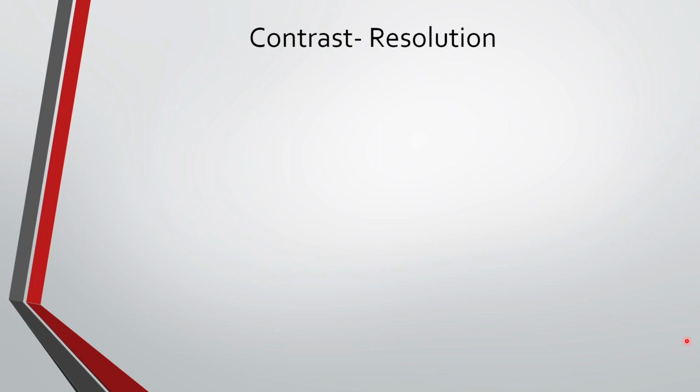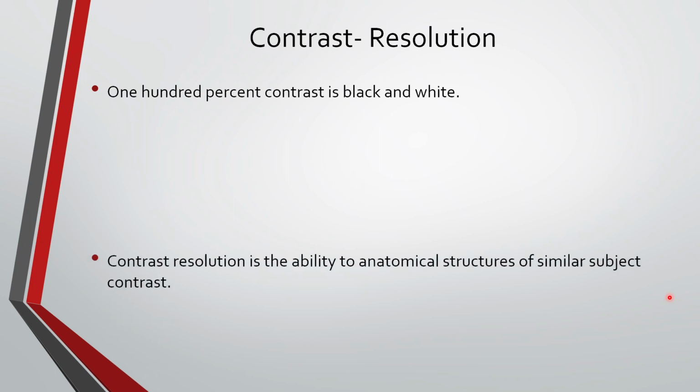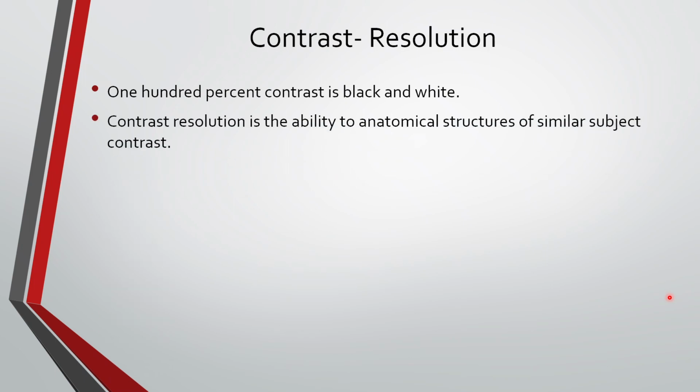Contrast and resolution. 100% contrast is black and white. For text in a textbook, where the background is white and the text is typically black, that will be 100% contrast. Contrast resolution is the ability to represent anatomical structures of similar subject contrast.